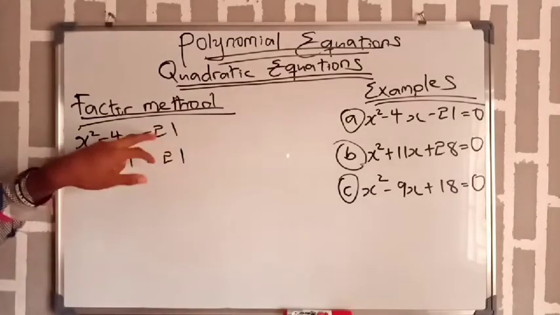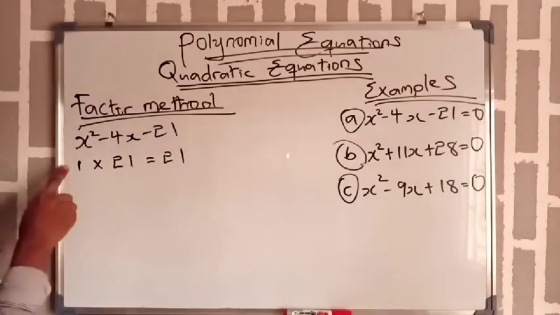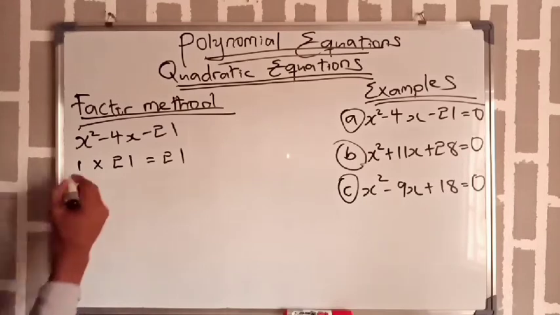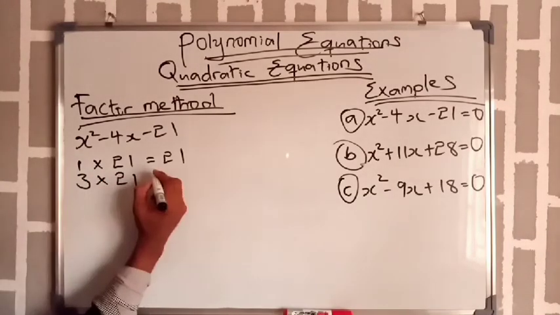So the best way to do it is to look for the things that can divide 21. What can divide 21 first that will come to your mind is 3. Find 1 can divide 21. The next thing is 3 multiplying 21.